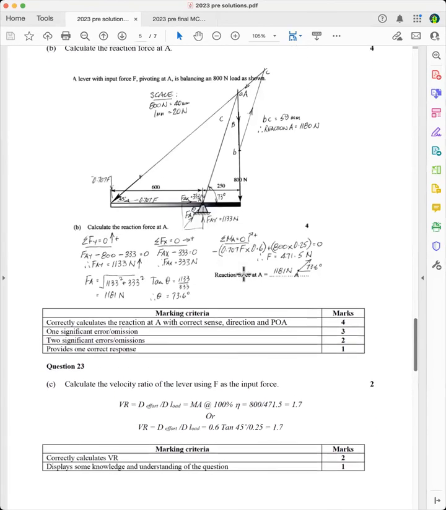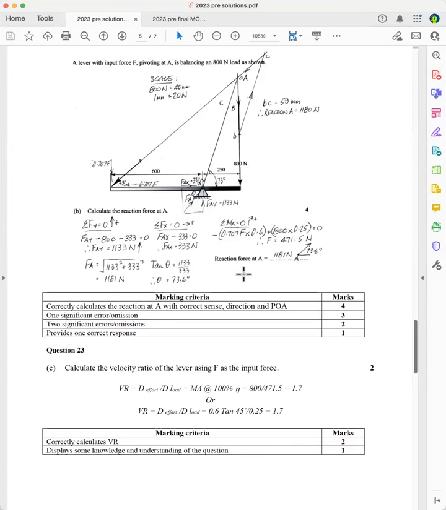Really poorly done. Calculate the velocity ratio of the lever using F as the input force. So velocity ratio is equal to mechanical advantage at 100% efficiency. And so the mechanical advantage at 100% efficiency will be the load over the effort. And we're assuming that 800 is the load and the effort will be 471.5. Now, if you haven't worked this out, for that value just tell the examiner, assume F is equal to 500. But don't leave it blank.